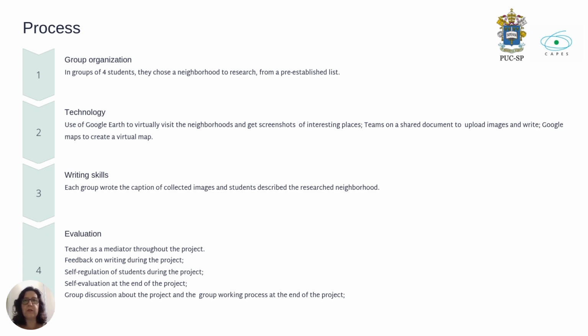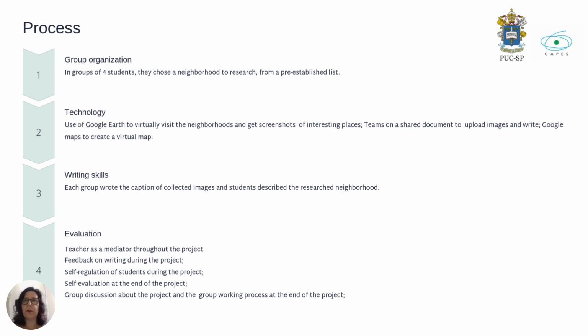So students were divided in groups of four and selected one neighborhood from the options pre-established by the teacher. The options were distant and less privileged neighborhoods that students probably didn't know. The intention was to raise their awareness of the social differences in São Paulo.